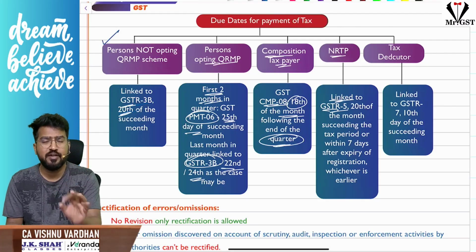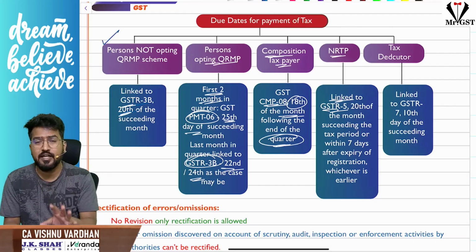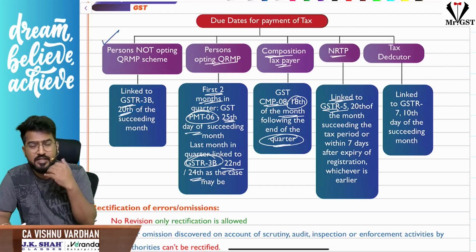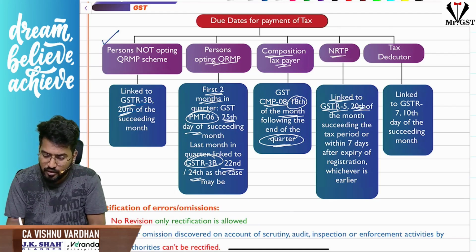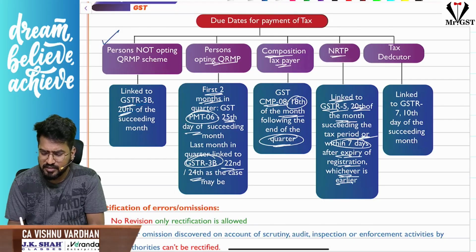Actually, in every case we have seen only one date. But here for NRTPs, the due date to pay taxes is nothing but the due date to file GSTR5 also. That is the 20th of the next month, or 7 days after the expiry of registration, whichever is earlier.